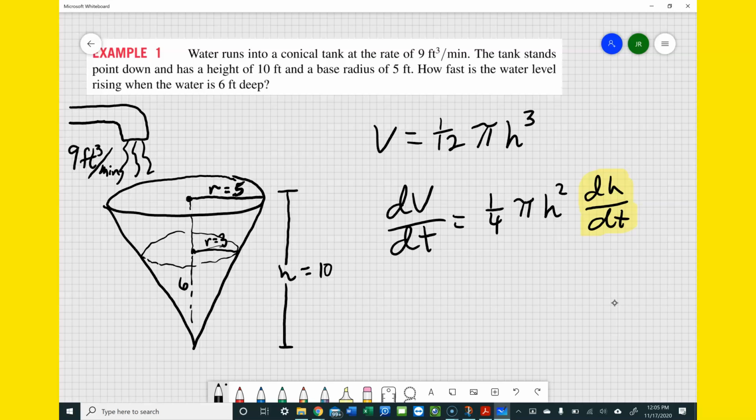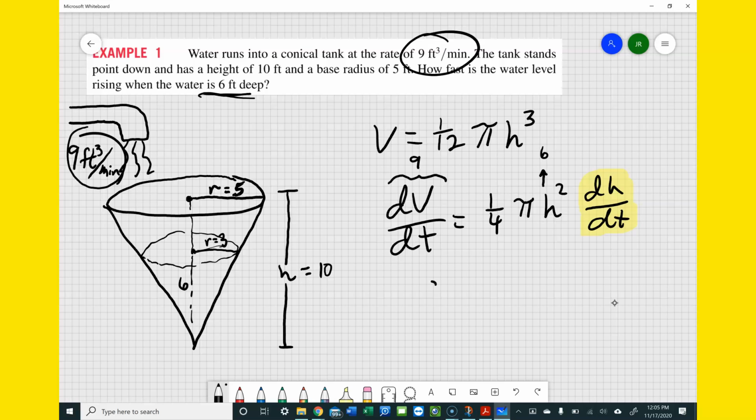All right. Yes, I do know dV/dt. What is dV/dt? That's the rate at which the volume is changing in the tank. And the rate at which the volume is changing in the tank is 9 feet cubed per minute, because that's the rate at which the volume of water is entering the tank. All right, so that's 9. Do I know h at this moment? Yes, it gives me that information. It wants to know how fast the water level is rising when the water is 6 feet deep. So at that moment, the h is 6.